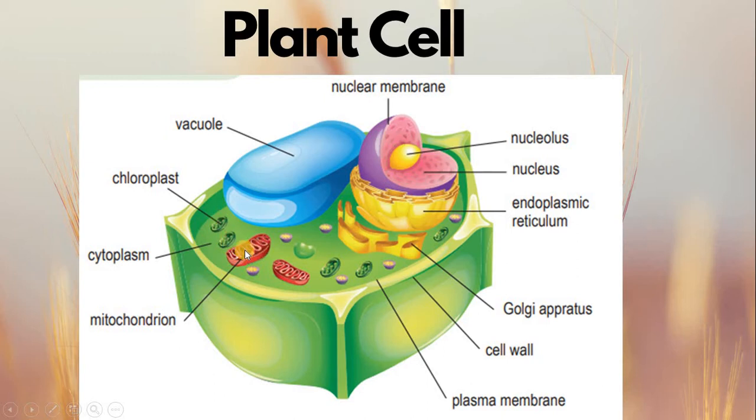Make sure you can differentiate between the mitochondrion and the chloroplast. The mitochondrion has a folded structure. The chloroplast is the green color here. And then this is the cytoplasm, the jelly-like medium. So this is the plant cell.